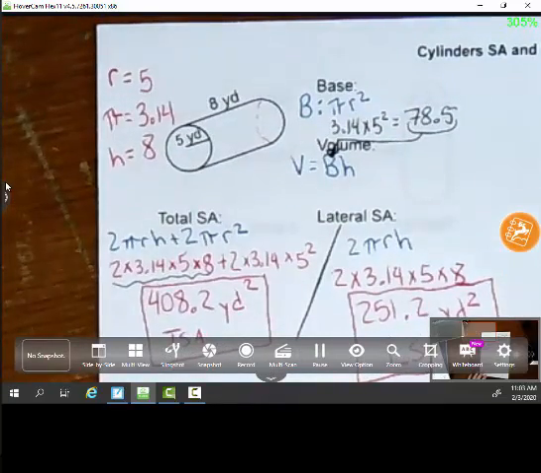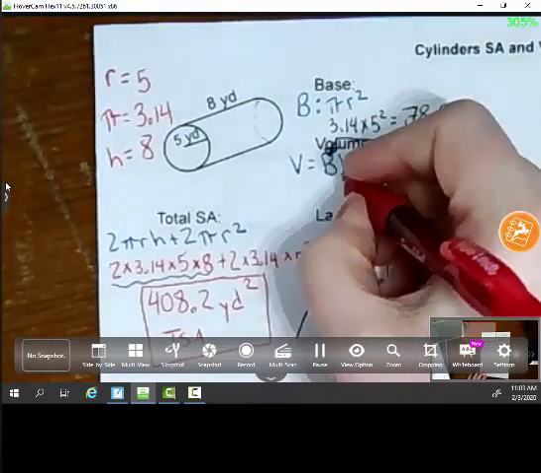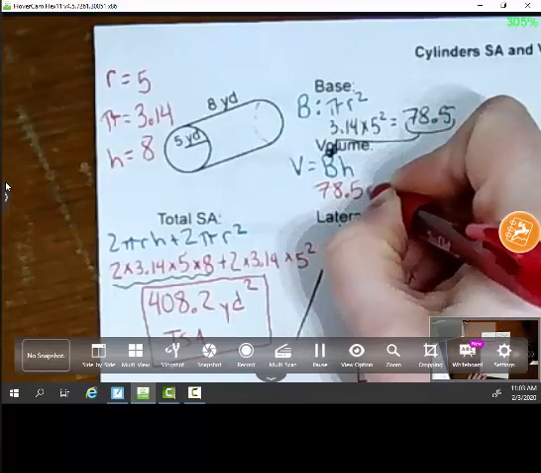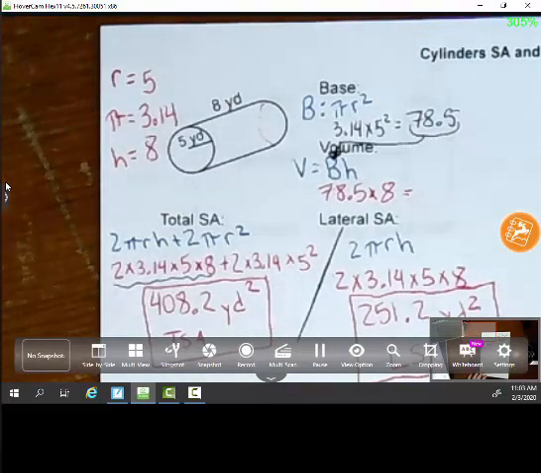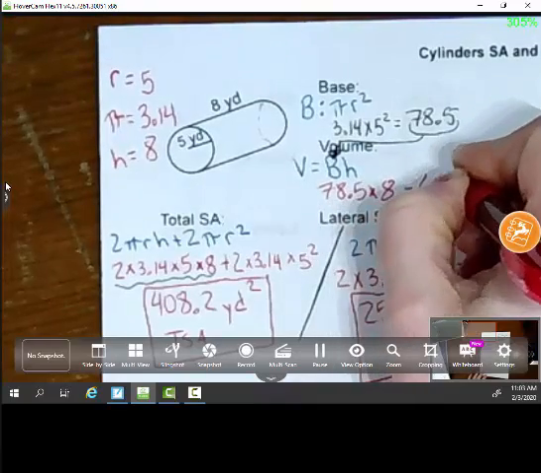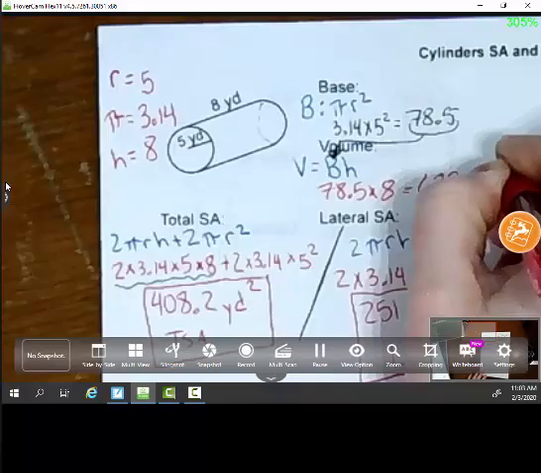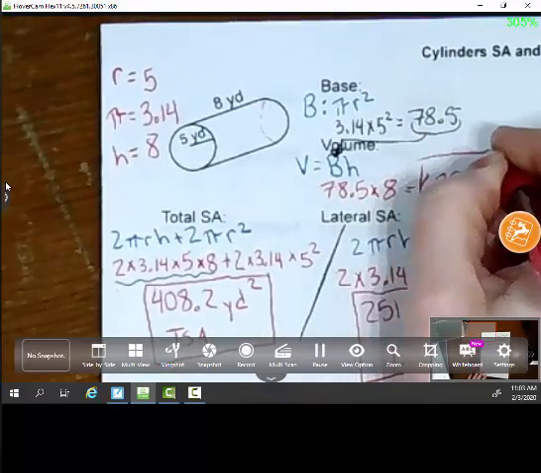Once you find that, to find your volume, all you have to do is take big B and multiply it by H. So we're taking our big B that we just found and multiplying it by our H. Big B times H. Yards cubed, volume is cubed.